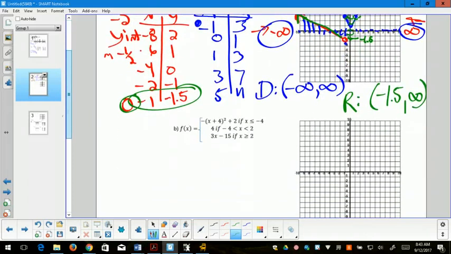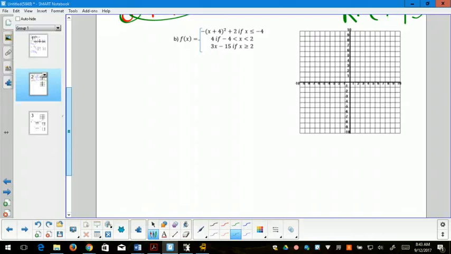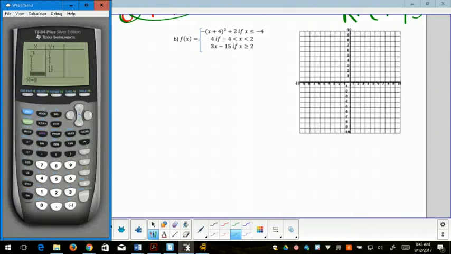Take a look at letter B. This one, unfortunately, has 3 pieces. 2 of them are pretty basic, but the other one's not. So the first one's not, so we'll pull out our calculators real quick, and we'll do the opposite of x plus 4 squared.